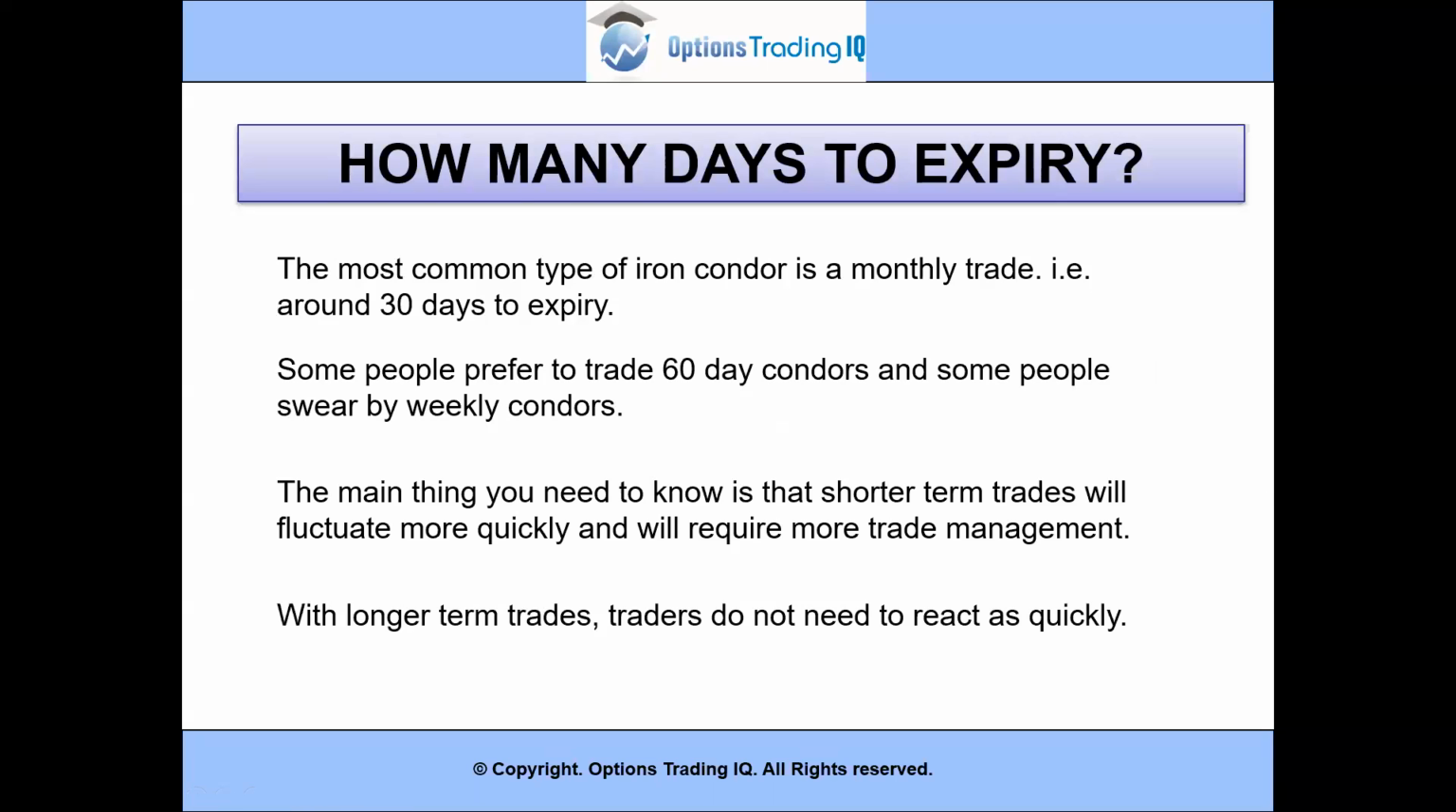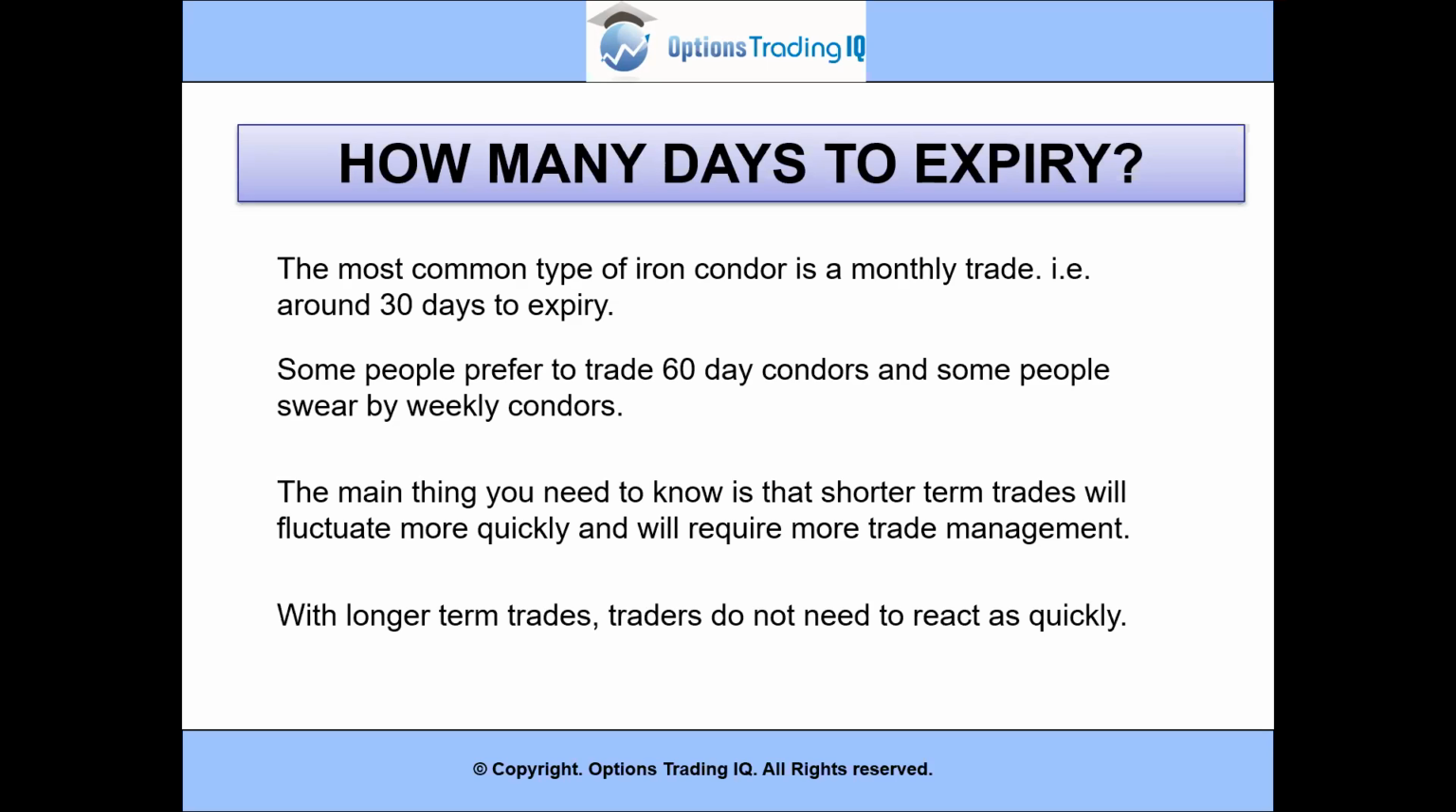How many days to expiration? This is a really common question that comes up quite often. I'd say the most common type is a monthly trade, so about 30 days to expiration. Some people prefer to trade a 60-day condor, and some people will swear by weekly condors. The main thing you need to know is that shorter term trades will fluctuate more quickly and will require more trade management. With longer term trades, traders do not need to react as quickly.